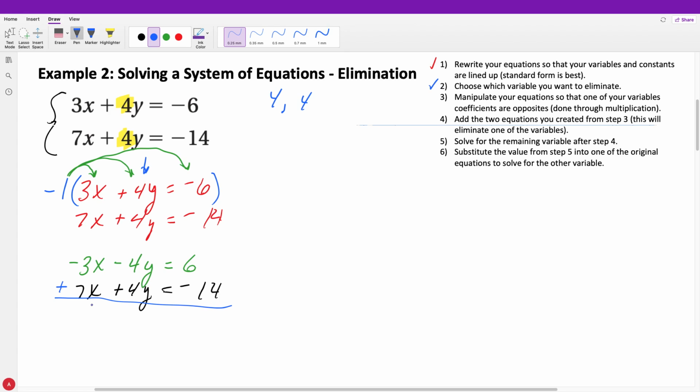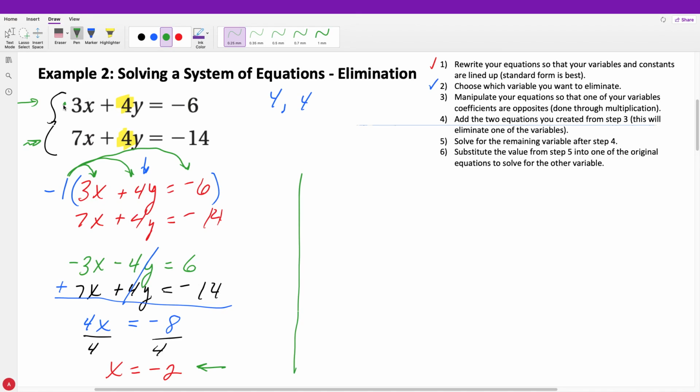So -3x plus 7x gives me 4x. The y's are now going to eliminate, and 6 minus 14 is going to give me -8. Once I do that, I now have a very easy equation for me to solve, and I can do that by just dividing by 4. So x is going to be equal to -2. So now that I solved for x, I now need to pick which equation I am going to substitute this back into to solve for y.